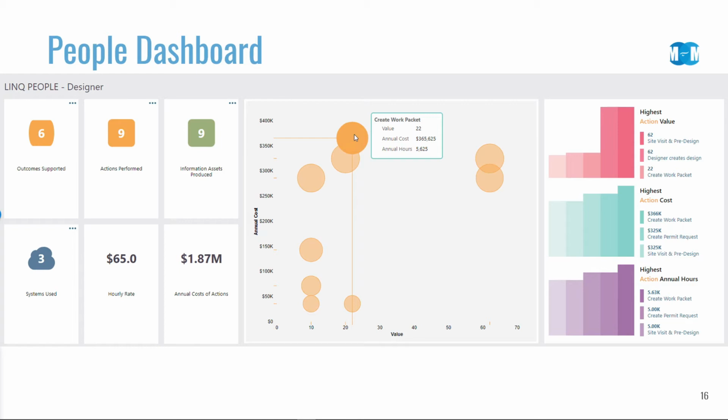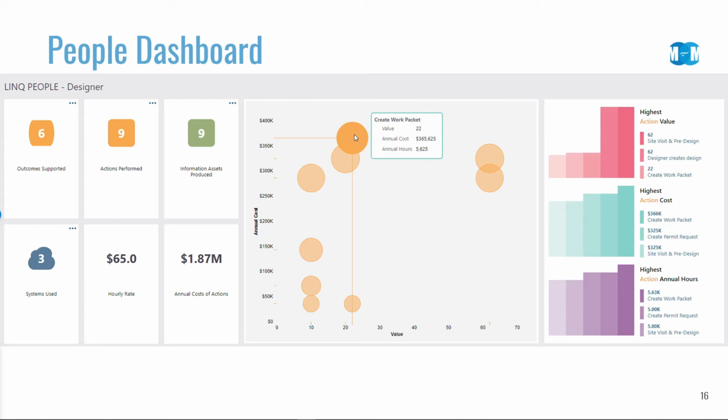Then we go up to cost. Cost is self-explanatory. Now, if we really go in here and look, we can see that this create work packet with an annual cost of $365,000 is a bit of a low value item, but extremely high cost. So we know right now by looking at this in 2 seconds that this is a place where we need to go to work, and we can really save some money in producing that information. And we can repeat that exercise for everything here.